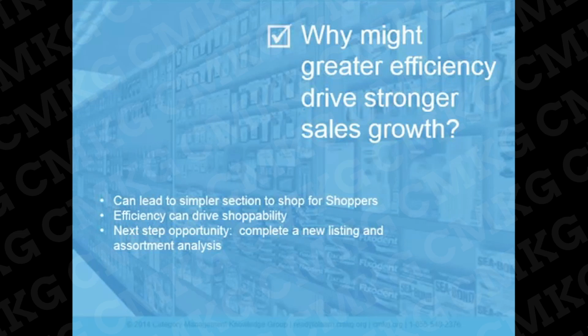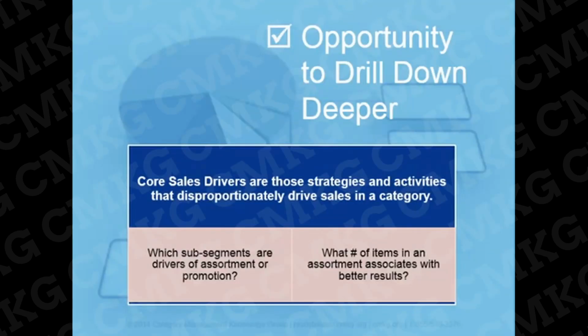So a next step may be to complete a full-blown assortment analysis to get an understanding of how to drive efficiency for the key brands in the category, based on the retailer's target consumer. In the full course, we walk through this methodology for this threshold approach across many other core business drivers. Then we also go a level deeper to determine which subsegments are driving promotion or assortment, and also to determine what item assortments associate with the best results.